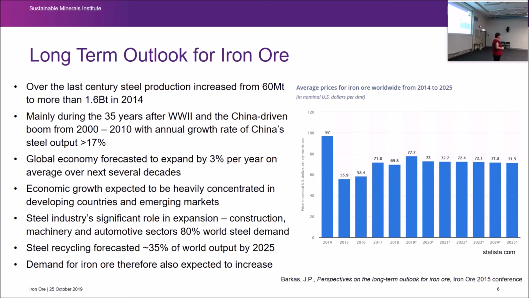I've taken this as a bit of a background from the iron ore conference in 2015 to provide a view of the long-term outlook for iron ore. Over the last century, steel production has increased from about 60 million tonnes per annum to about 1.6 billion tonnes in 2014. This increase is mainly during two periods, the 35 years after World War II, and then commencing in around 2000 to 2010, coupled with the China-driven boom, where their compound annual growth rate of steel output exceeded 17% per year.